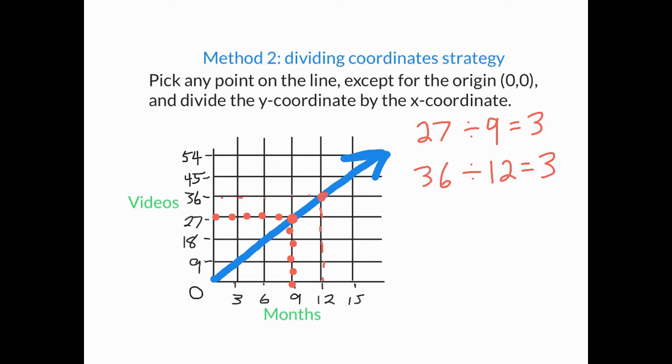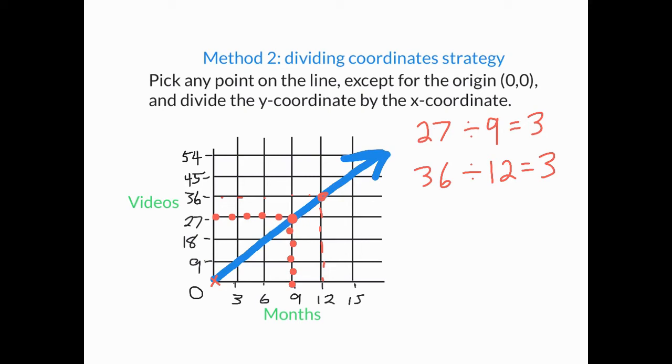Just remember to not pick the origin. Do not pick that point because 0 divided by 0, anything divided by 0 is undefined. So that's something that you're not allowed to do in math, is divide by 0.